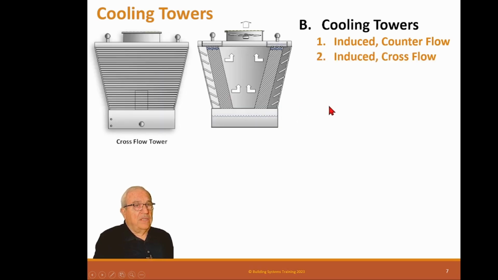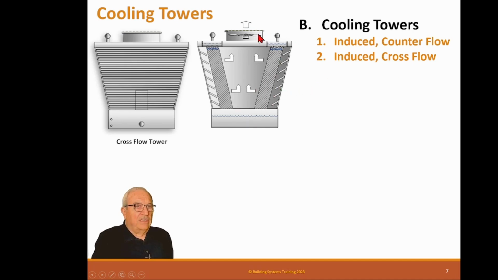All right, now this is an induced cross flow, and this can be a big tower. These towers can be used on power plants, all kinds of places, so these can be quite large. These can be 2,000 or 3,000 tons alone, or they can be down to maybe a couple hundred tons. But these are a more expensive tower than the other side, which is why they are not used drastically in air conditioning.